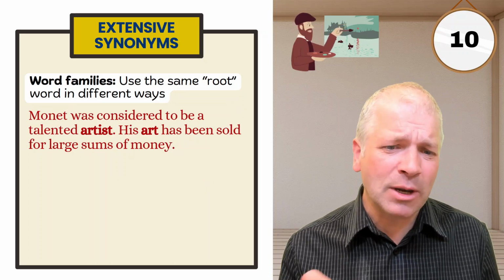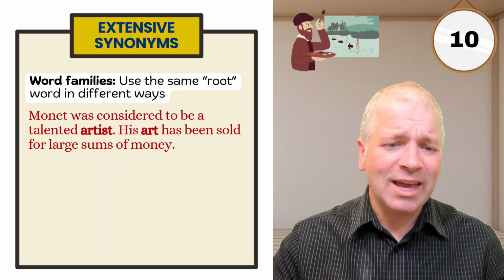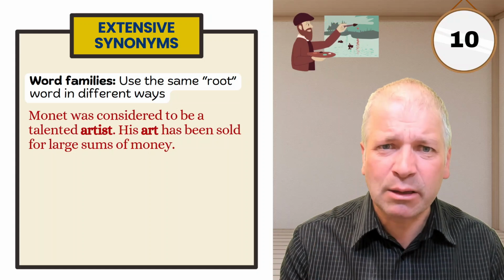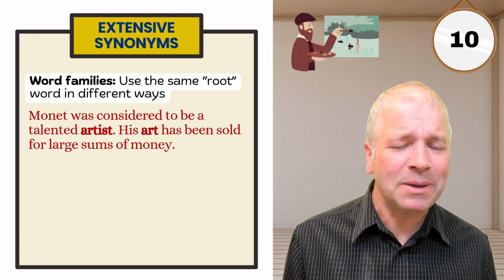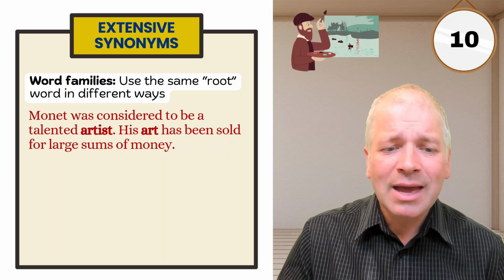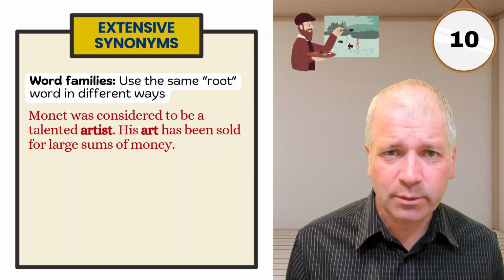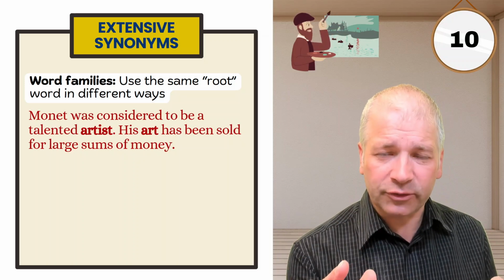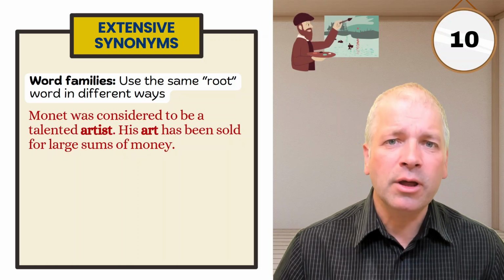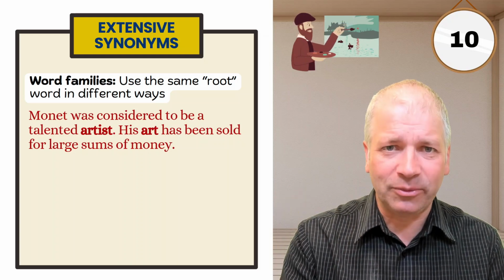Word families is when you use the same root word in different ways. Look at the next example. Monet was considered to be a talented artist. His art has been sold for large sums of money. So the root word is the same, art, but artist is the person and art is the object.